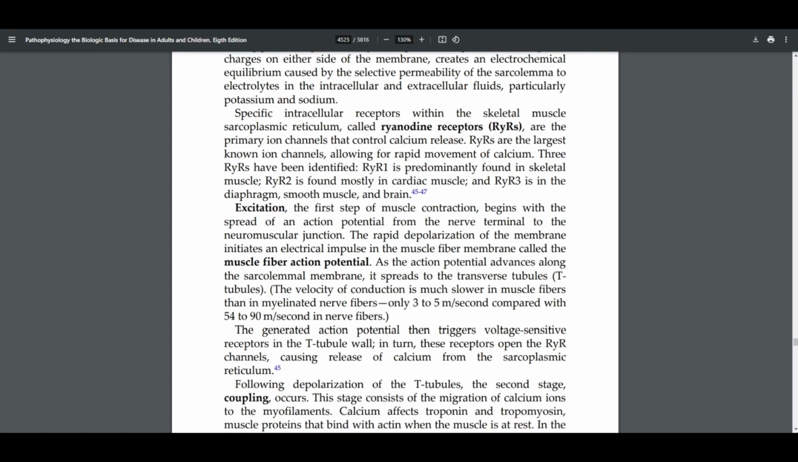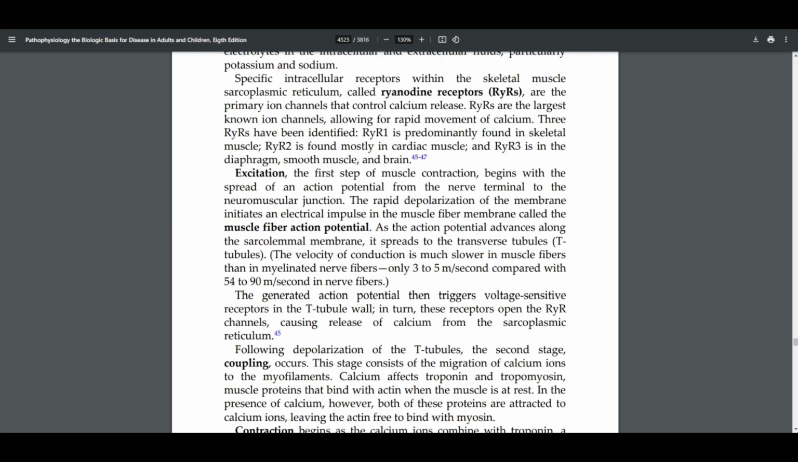Specific intracellular receptors within the skeletal muscle sarcoplasmic reticulum, called ryanodine receptors, are the primary ion channels that control calcium release. Your ryanodine receptors are the largest known ion channels, allowing for rapid movement of calcium. Three ryanodine receptors have been identified. Type 1 is predominantly found in skeletal muscle. Type 2 is found mostly in cardiac muscle, and type 3 is found in the diaphragm, smooth muscle, and brain.